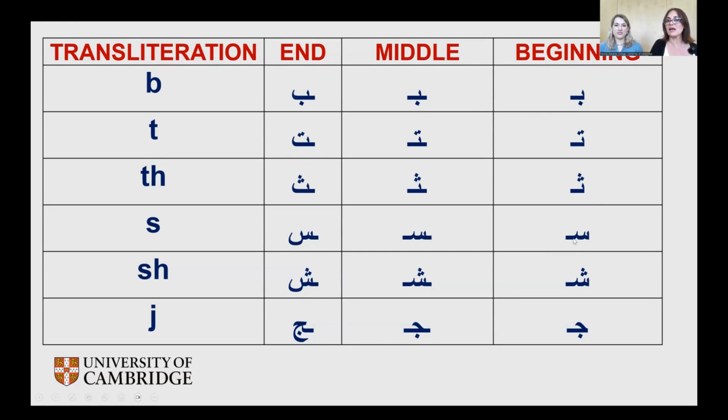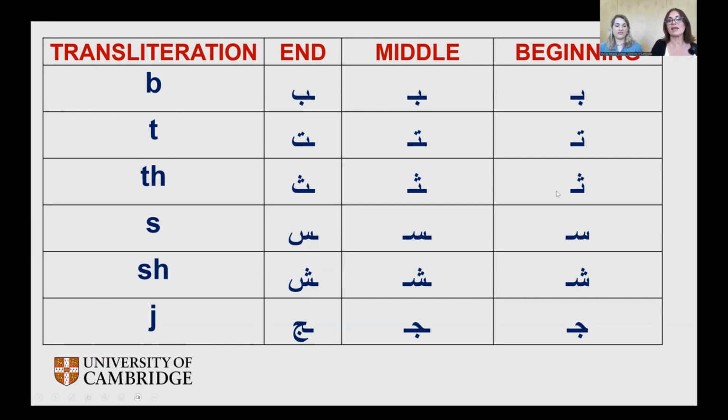Okay, that's the S. And then if it has like 3 dots, it becomes the Sh. In English, you have the S and the H together to create the Sh. But in Arabic, you've got only one letter, which is the Sh. These are only the sounds. I'm not giving the names of the letters.